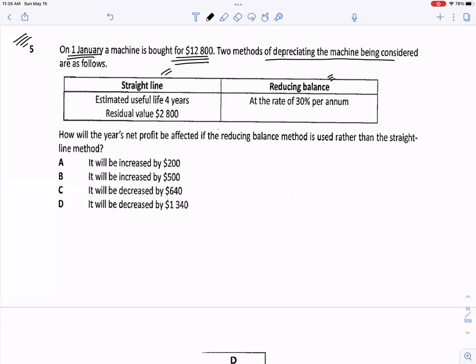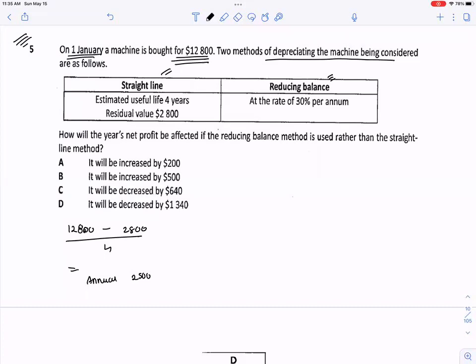So in straight line method, how do we do the depreciation? In straight line method, the cost amount and the rates remain the same. So 12,800 minus 2,800 divided by 4. What will be the annual depreciation? 2,500. Annual depreciation would be 2,500.